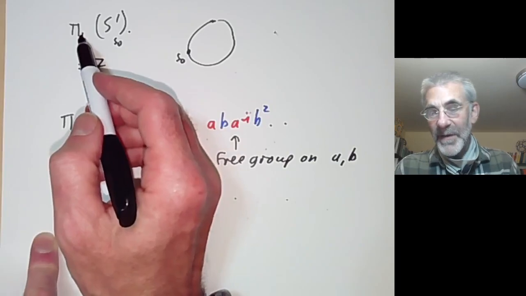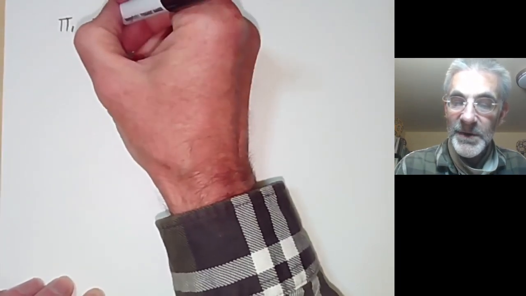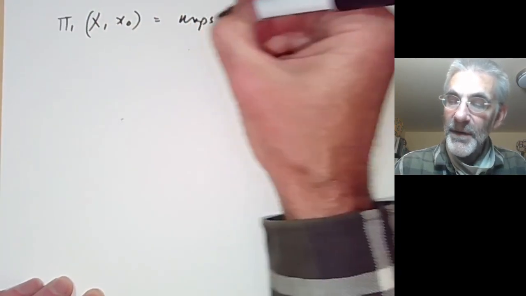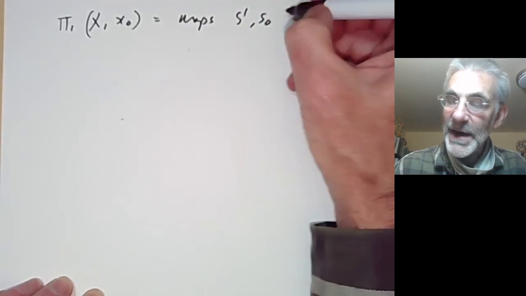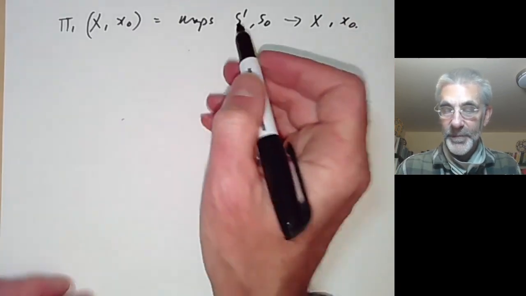We've talked about the first homotopy group. The first homotopy group is something to do with maps of the unit interval to a space that map the endpoints of the interval to a single point. Well, you can also think of the fundamental group of X with respect to a base point x0 as being maps from S1 with a base point s0 to X with a base point x0.